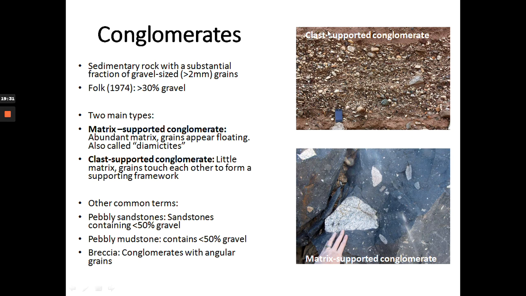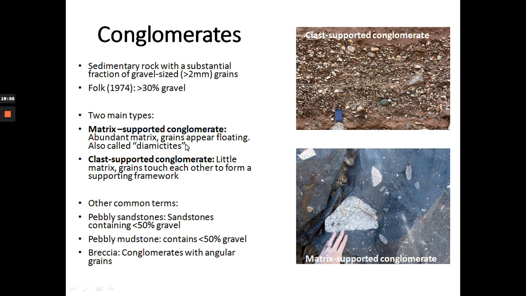So this is also a conglomerate, but this is a clast-supported conglomerate. The gravel grains are very dense here. A lot of them are touching each other. You have point contacts everywhere, even long contacts, right? So in the case of a clast-supported conglomerate, you have little matrix. The grains touch each other to form a supporting framework.